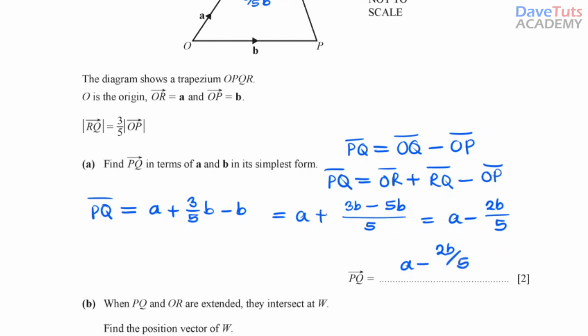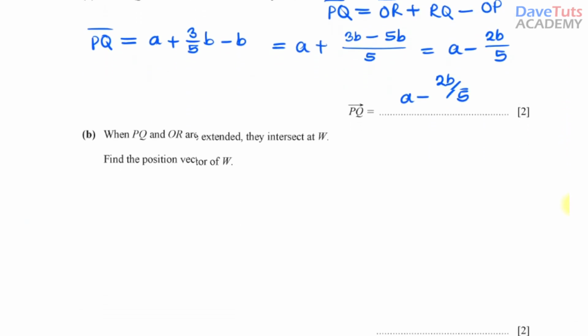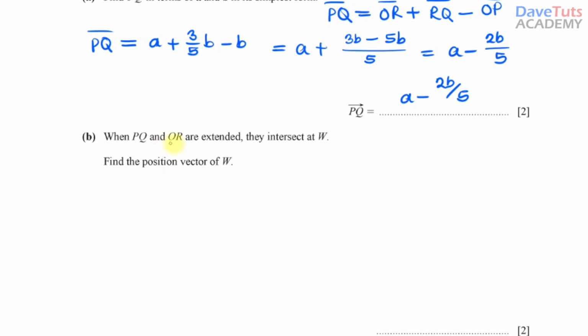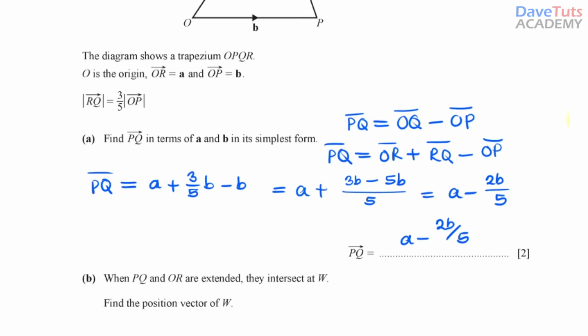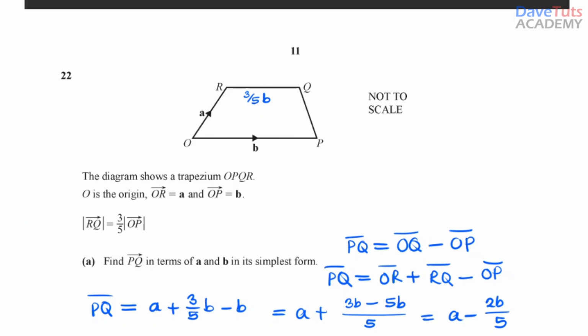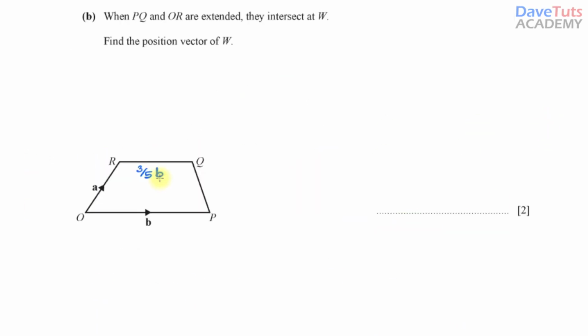All right. Now, in this next question, we are told that when PQ and QR are extended, they intersect at W, and we are to find the position vector of W. Okay, so let's go ahead and extend PQ and OR. Or let me just duplicate it and take it down. Okay, so here is a replica of the diagram. We're told that when PQ and QR are extended, they intersect at W. So let's just do the extension OR.